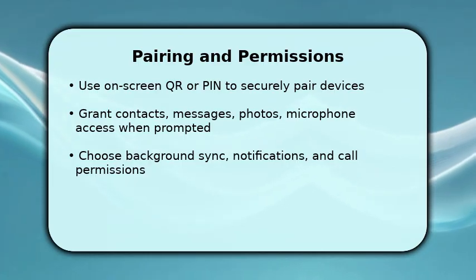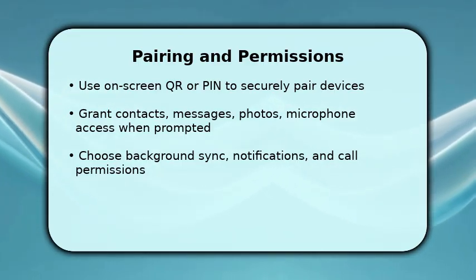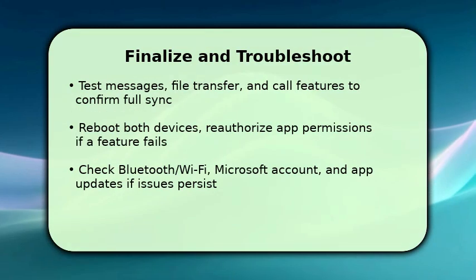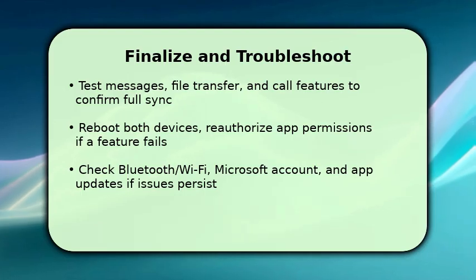If you plan to make calls, enable call audio and set default microphone and speaker settings. The app explains these as you proceed. To finish, test each core feature. Send a text from Windows, transfer a photo, and place a call to verify functionality.